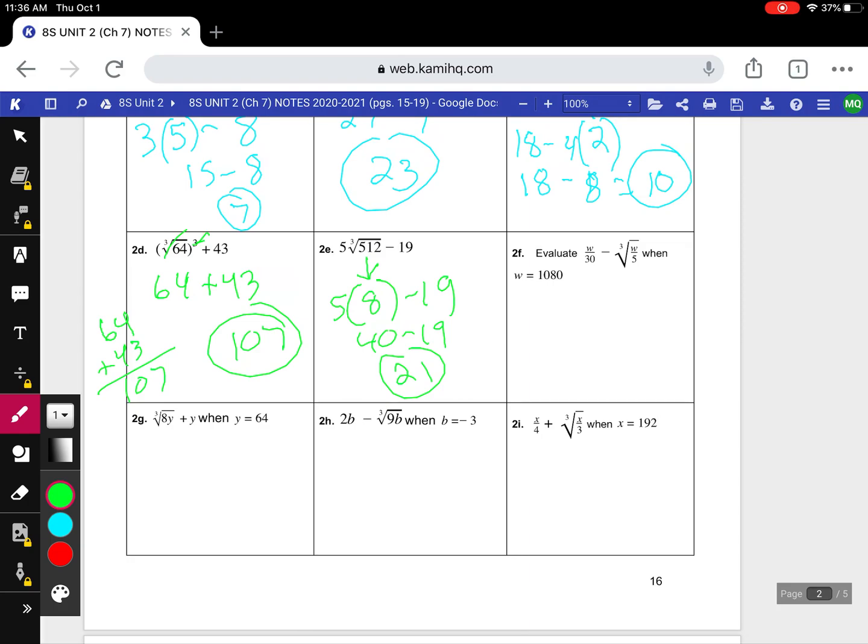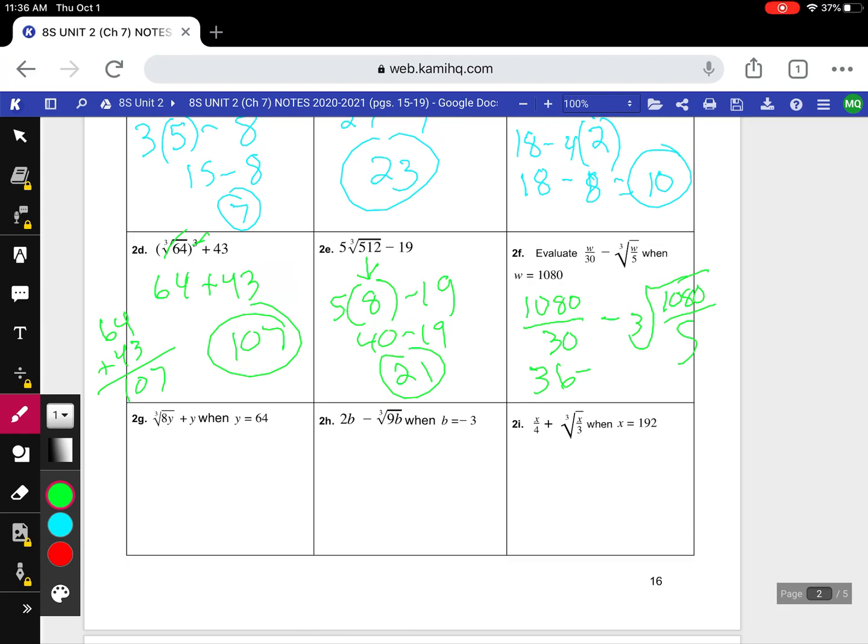So w over 30 minus the cube root of w over 5. Okay, I'm just going to take that 1080, and anytime I see a w, I'm going to plug it in. Okay, so we've got the cube root of 1080 over 5, okay? That 1080 over 30, if you do the math, you get 36. And then we've got the cube root of 1080 over 5.